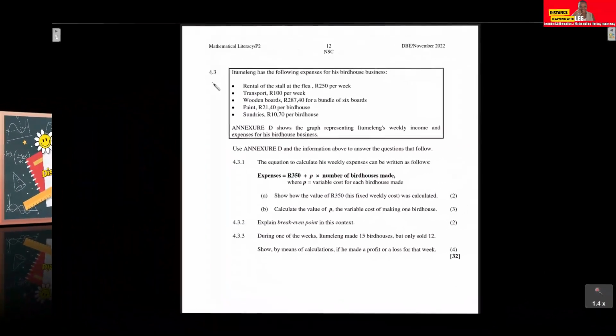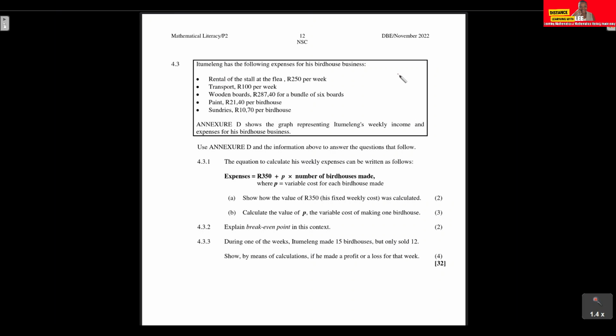So in question 4.3 we're going to be doing some break-even analysis. Very nice question, so please make sure that you pay attention. Question 4.3 says Itumeleng has the following expenses for his birdhouse business. Rental of the stall at the flea market: for him to rent a stall at the flea market, he needs to pay 250 rand per week. He pays 100 rand per week towards transport. The wooden boards are equal to 287 rand and 40 cents for a bundle of 6 boards.